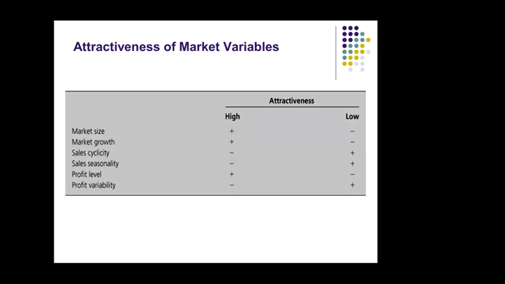So let's cut that off. Let's get on with market attractiveness. So these are the market attractiveness indicators: market size, market growth, the cyclicity of sales, seasonality of sales, profit level, profit variability, and so on and so forth.